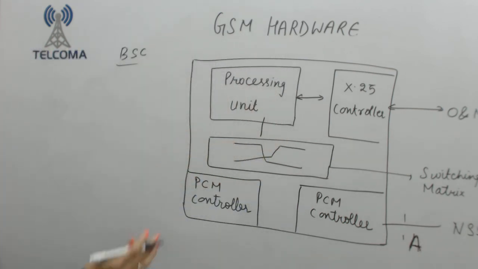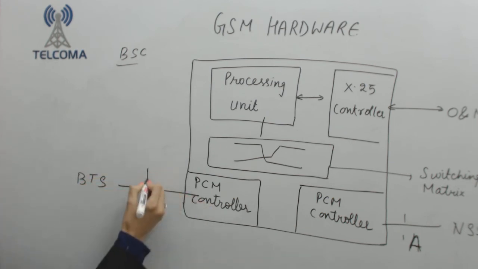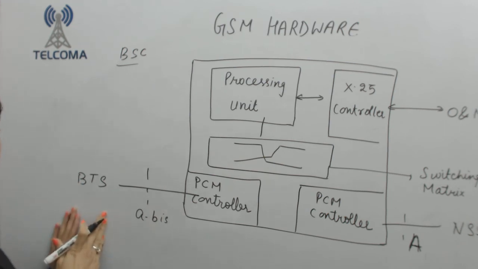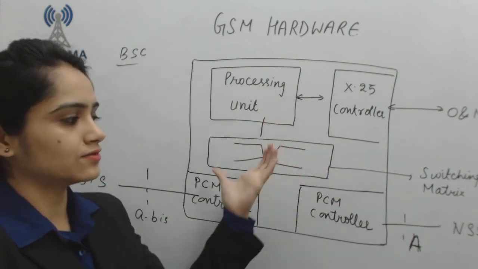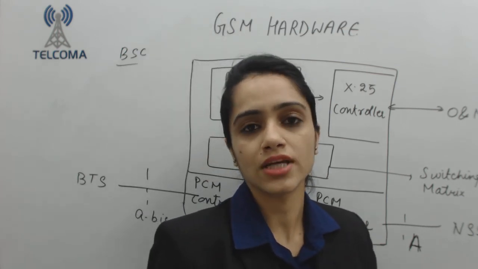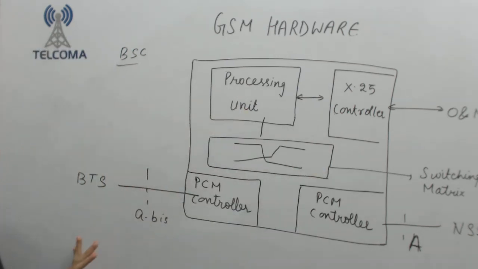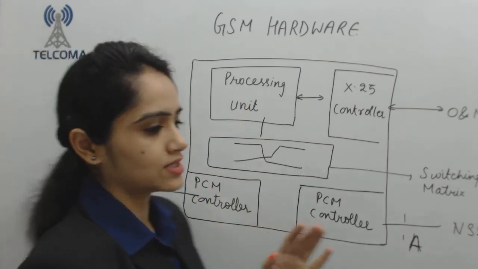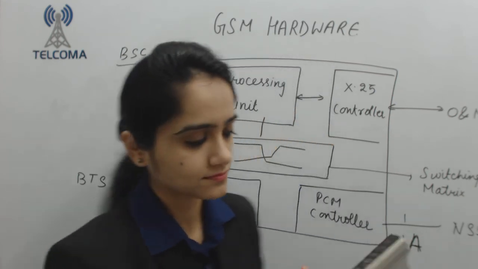Next, the PCM controller is connected to a BTS, and this interface is the Abis interface. That means all the signals from the BTS will be there in the PCM controller. It will perform switching, and then pass to another part, which is the NSS or Network Station Subsystem. So this is about the hardware components of the BSC. It controls the various units and how they collaborate for different functions.